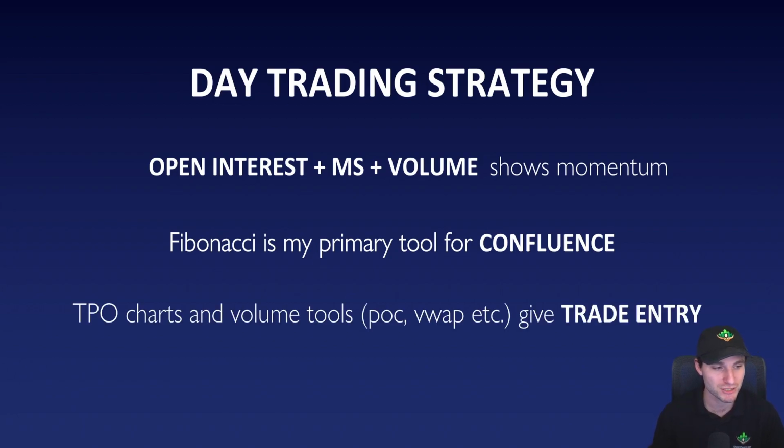And TPO charts and volume tools, such as obviously the point of control, VWAPs, value area highs and lows, this is what gives us our entry. So the entries are not based off of Fibonacci. The Fibonacci is added on extra. The actual trade entry is based off of the volume side of things, and then the Fibonacci is what you want to see line up with that. Okay. But this is just a confluence. This is not a necessity. The Fibonacci is just nice.